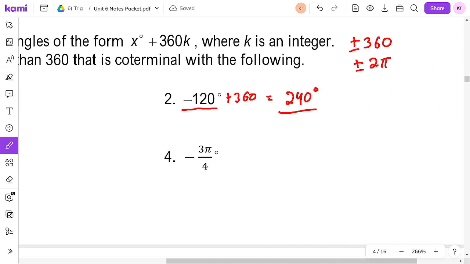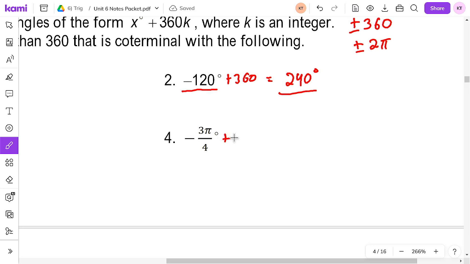And then this one's a negative 3 pi over 4, so I'm going to add. I'll add 8 pi over 4, and I will get 5 pi over 4. So for this last one, 5 pi over 4 and negative 3 pi over 4 are coterminal.